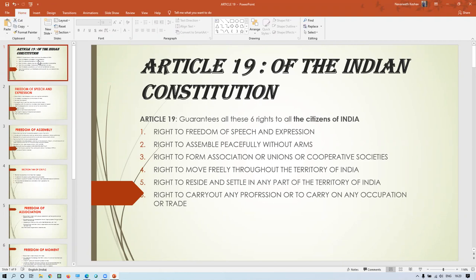Right to move freely throughout the territory of India, but you cannot move to restricted places. You cannot move to a military base or a security guard place and say I have the right. No, that is not possible. Right to reside and settle in any part of the territory of India. Just because you have the right to settle anywhere, you cannot go to a national park and say you'll settle there forever. No, that cannot happen. And right to carry out any profession or occupation. It should be a lawful profession.